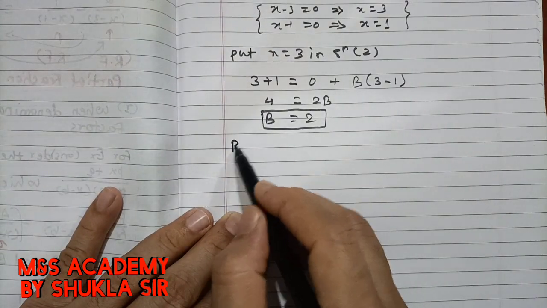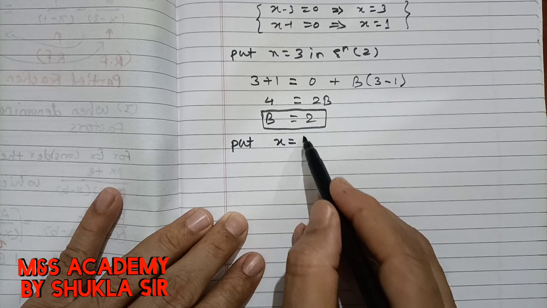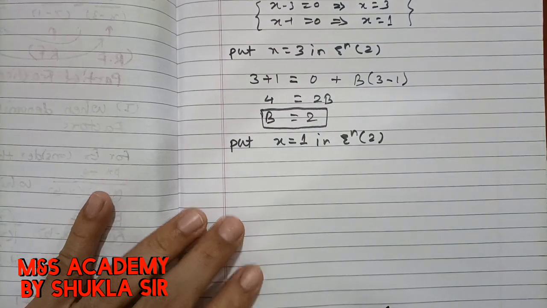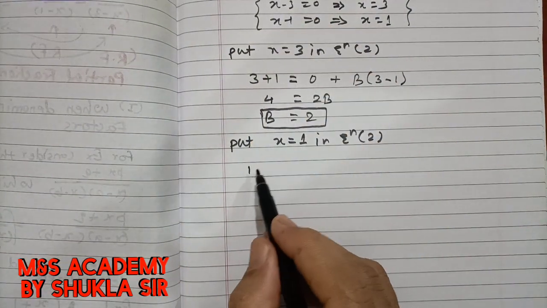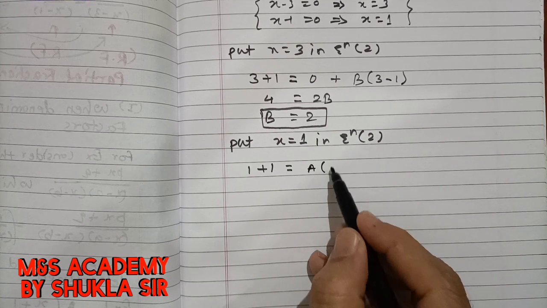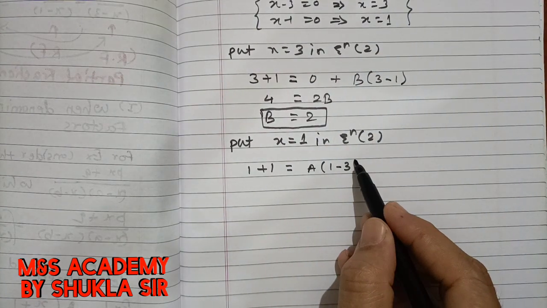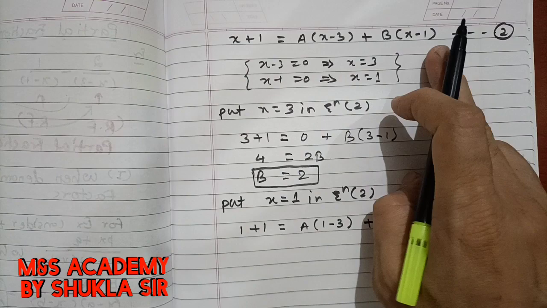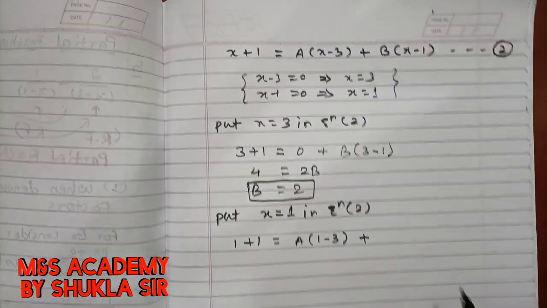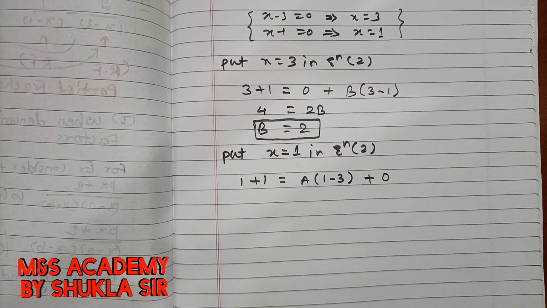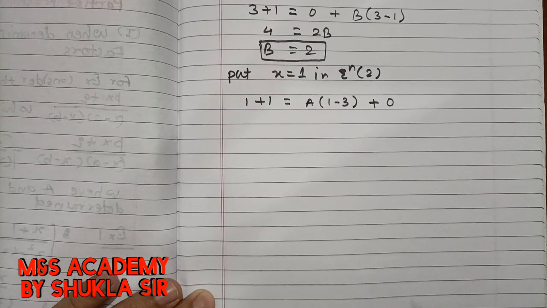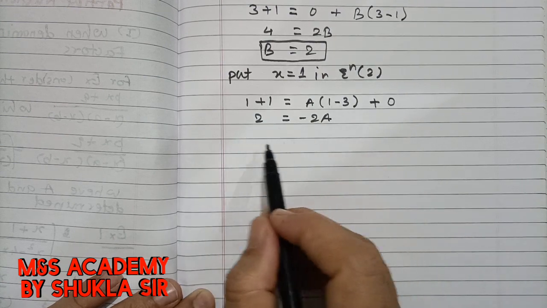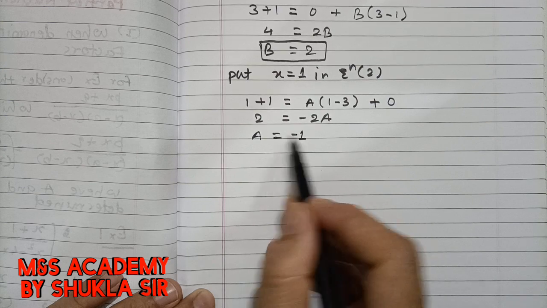Next, put x is equal to 1 in equation number 2 again. So 1 plus 1 is equal to a times (1 minus 3), and the plus b term becomes 0 in equation number 2. So directly write down 0, no need to do any calculation over here. So 1 plus 1 is 2, which is equal to minus 2a, 2 gets cancelled, so a is equal to minus 1.